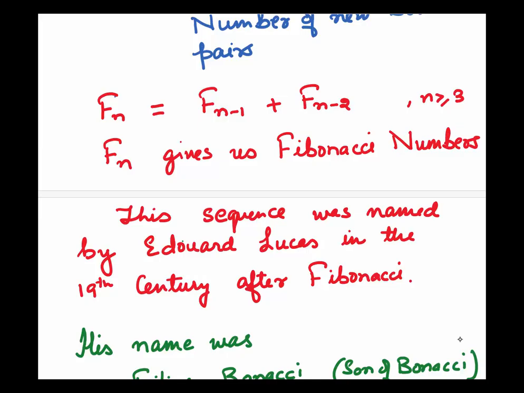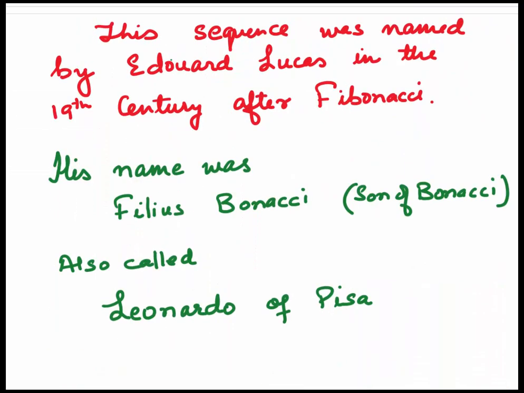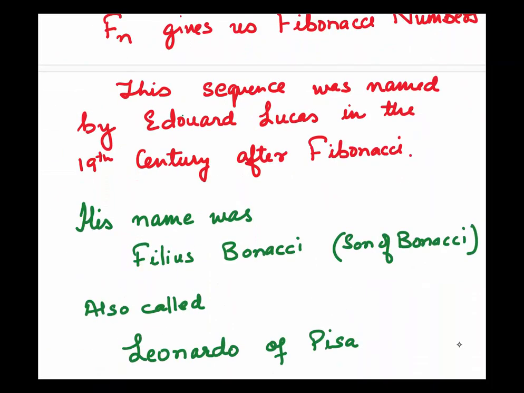This sequence was named by Edward Lucas in the 19th century after Fibonacci. His name actually was Filius Bonacci, which means son of Bonacci. He was also called Leonardo of Pisa as he was born there.